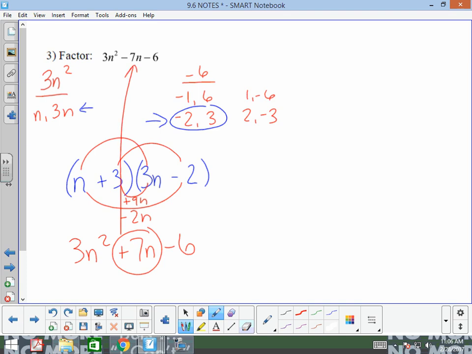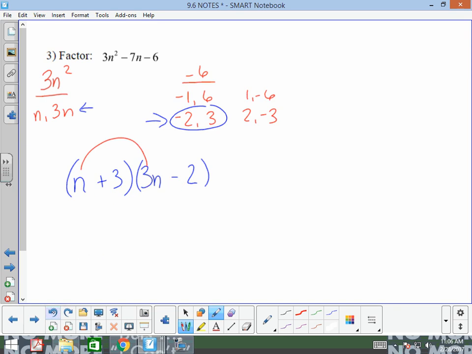So this is where I say we're close. We just need to change our signs around. So instead of having a positive 3, we're going to put a negative 3. All right, so when you switch your signs, recheck just to make sure you didn't rewrite them the same way you already had them. There we go. There's negative 7n. Okay, so our factors of 3n squared minus 7n minus 6 will be n minus 3 times 3n plus 2.